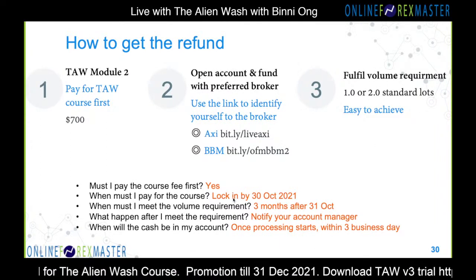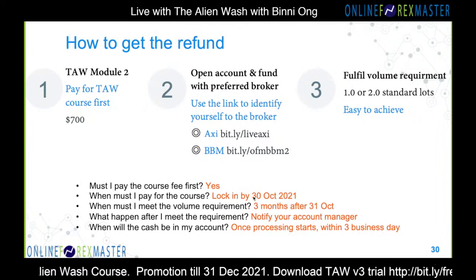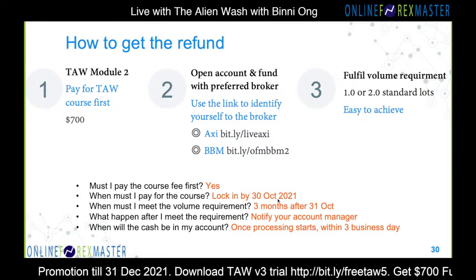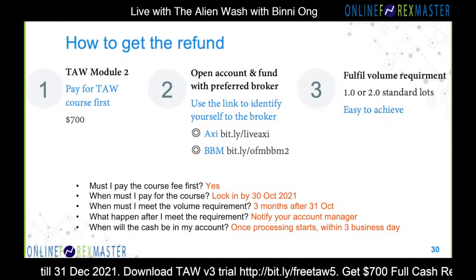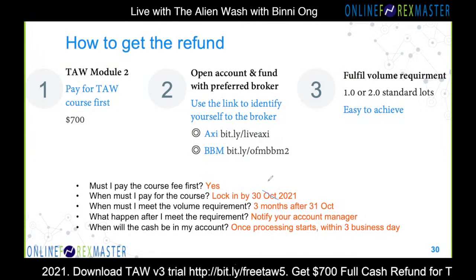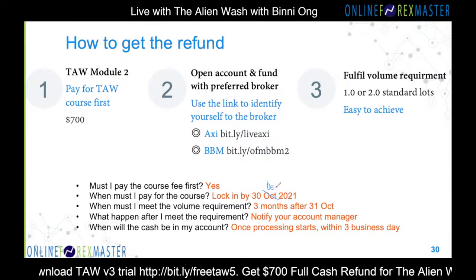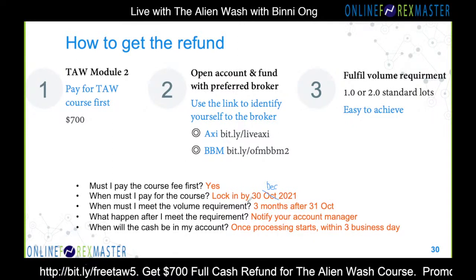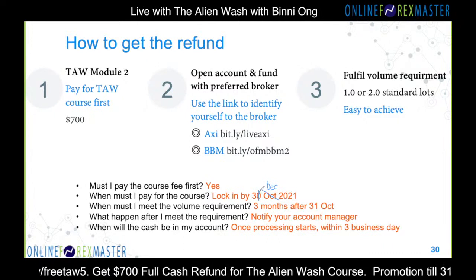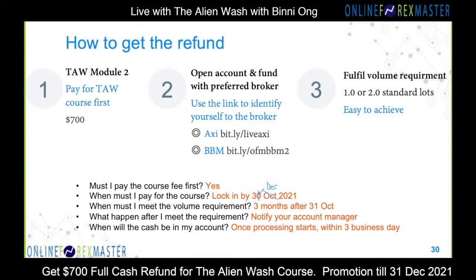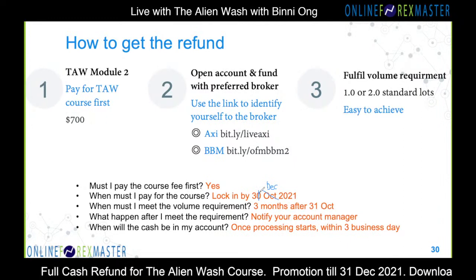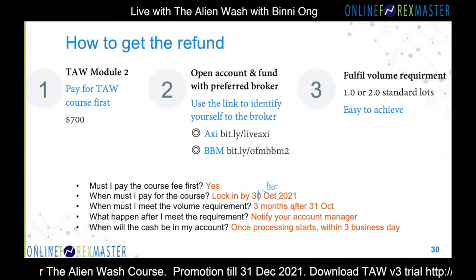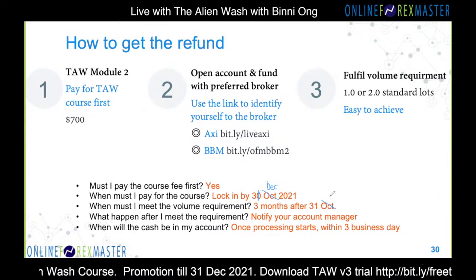If you look at my chart here, the promotion has been extended, meaning that it's no longer October. Let me just draw that for you. It has been changed to December already. So when do you need to pay for the course fee? By 31st of December. I always like to put one day earlier and say that you do it before the 30th December. Now, when must I meet the volume requirement? 3 months after 31st December.